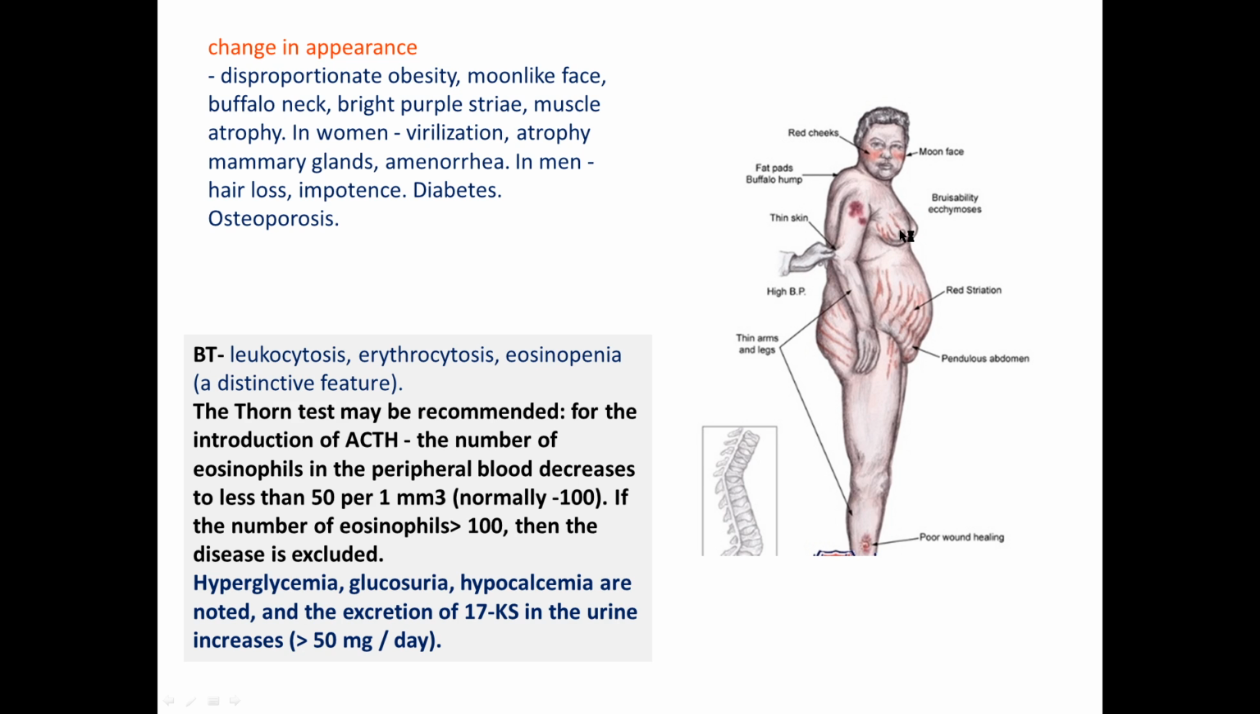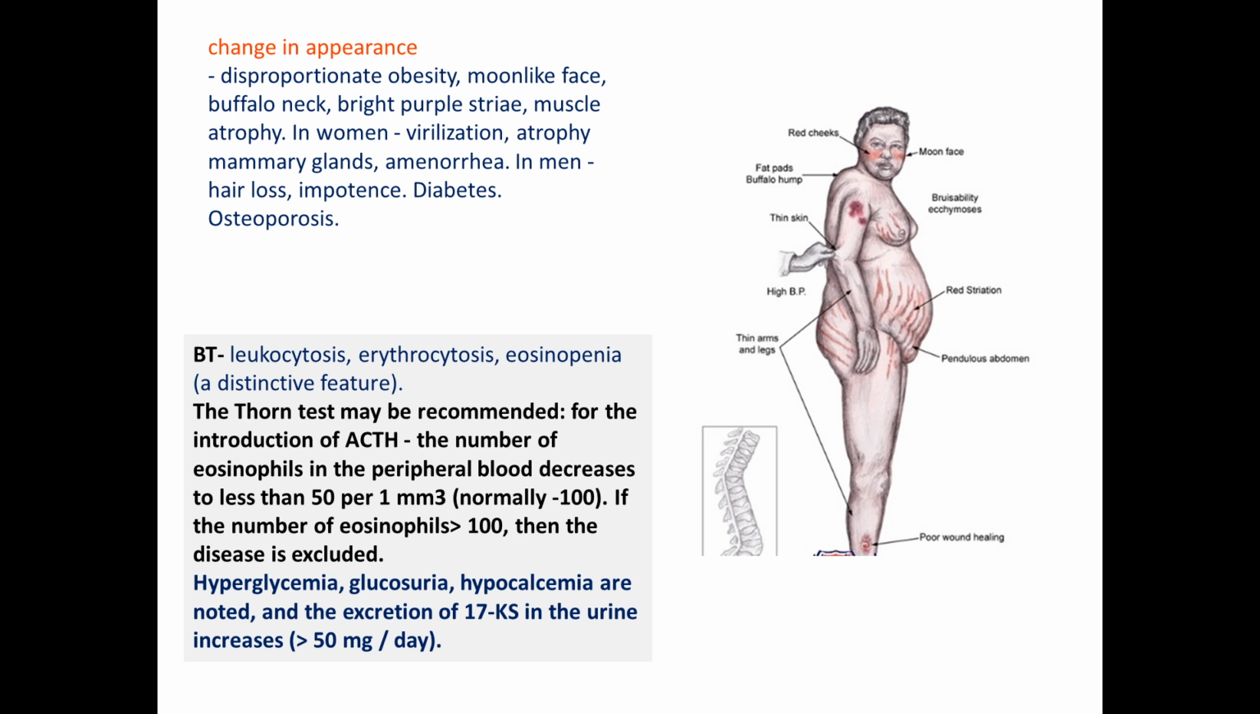glands, amenorrhea; in men hair loss and impotency may develop, and also characteristic diabetes, because glucocorticoids are counter-insulin hormones, and osteoporosis. In blood, you could find leukocytosis, erythrocytosis, eosinopenia, this distinctive feature. For this, you could recommend the Thorn test.